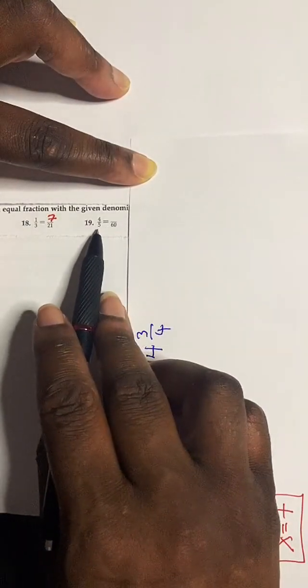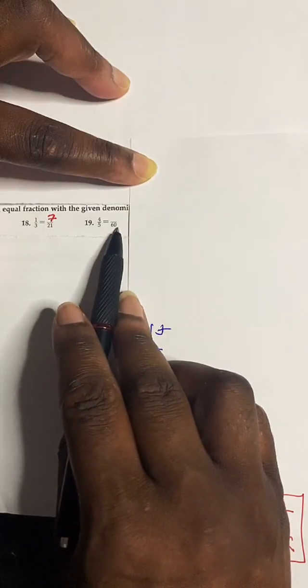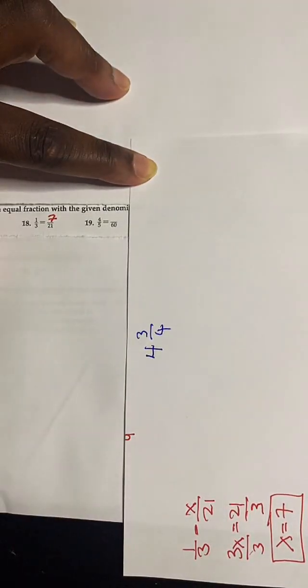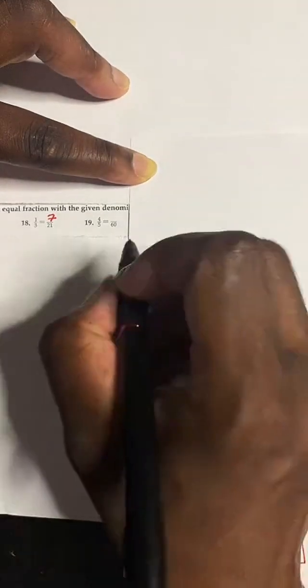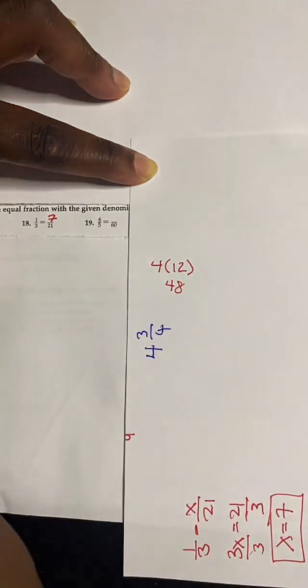All right. Yes, because if we got this, 5 times what will give me 60? So that should be a 12. And then with that 12, we go into 4 times 12. And 4 times 12 gives me 48. Okay?